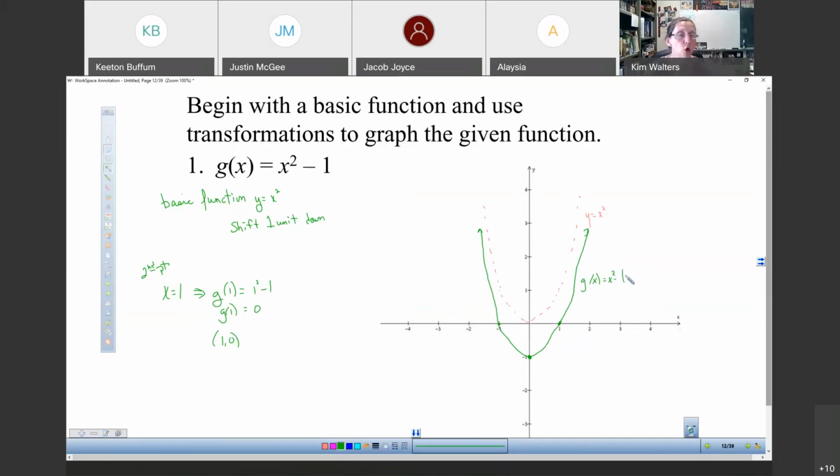Most of these will be multiple choice, so you'll be picking the graph, which I think sometimes makes it harder because you've got to make sure you know where it shifts. But the idea is to take x squared and know where it shifts down 1. Questions?